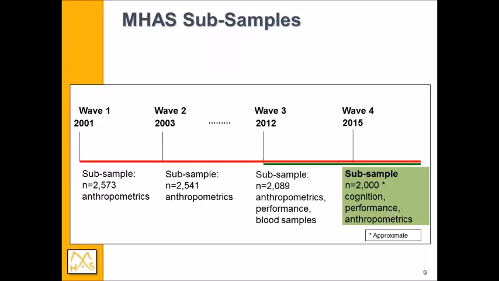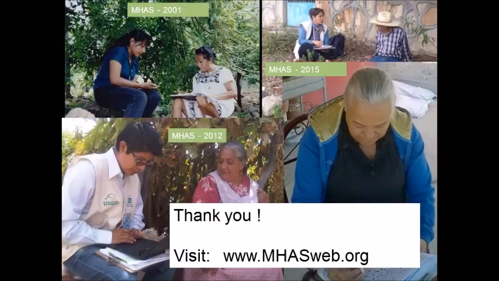All of this data is available already on the website. And then wave 4, which we just finished in 2015, took a subsample of around 2,000 people for an in-depth cognitive assessment as well as performance and anthropometrics. This last data is not available yet, but it should be soon. And this is basically the introduction that I wanted to give of the MHAS. And as Alejandra will now provide, an overview of our website.